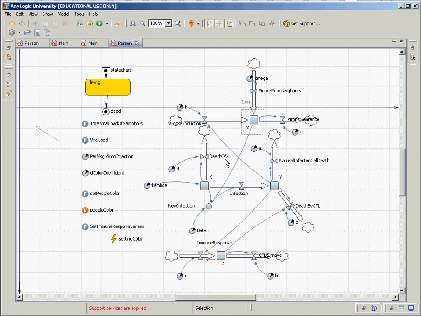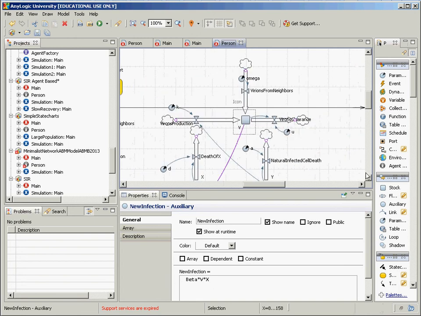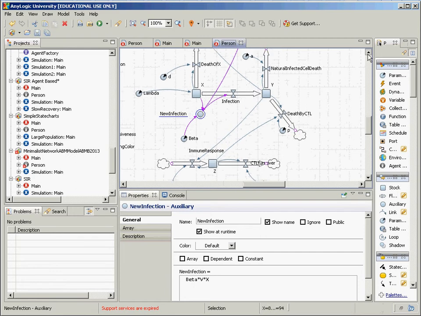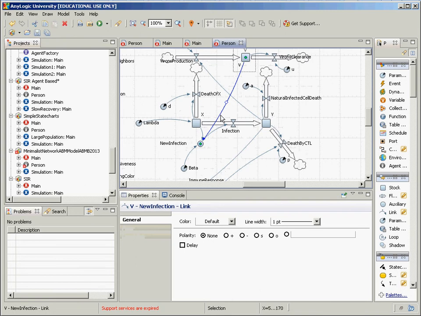By contrast, a link indicates a functional dependency of a given formula on another quantity. So links occur to many variables here. I'll go out of full screen mode, but I'll highlight this variable new infection, for example, which computes the rate of new infection. And that's given by beta times V times X. And therefore, it depends on beta, on X and on V. And these links here indicate that dependency visually.